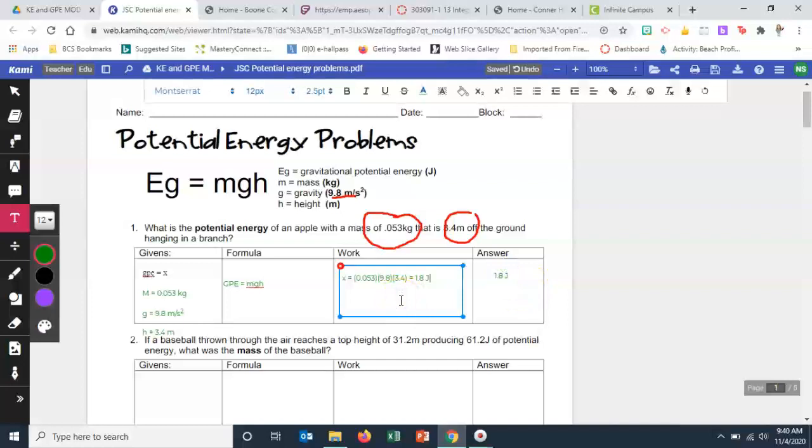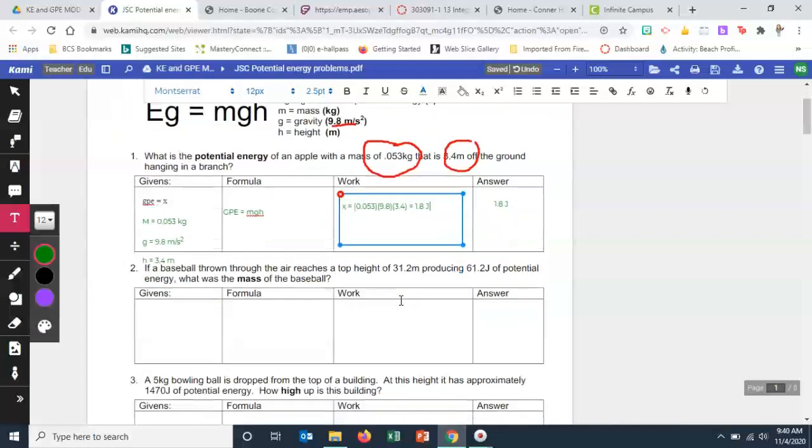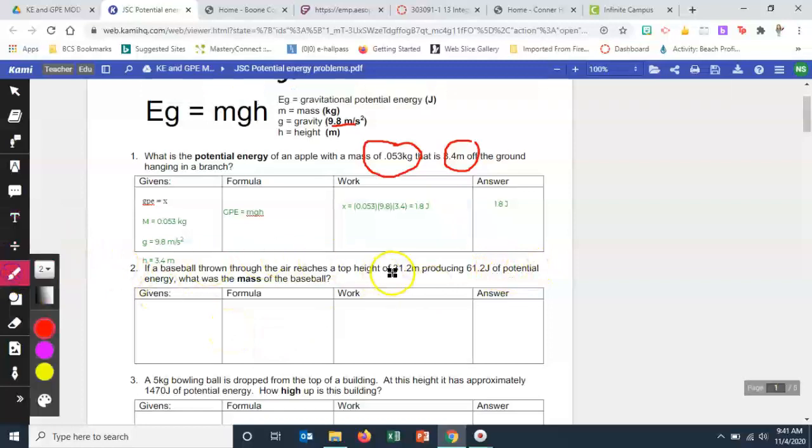So potential energy is kind of nice. It's just really multiplication. Let's take a look at one that would be a manipulation, that might be just a little bit different from what we're used to working with. I can see it in question number 2. It says, if a baseball thrown through the air reaches a top height of 31.2 meters, producing 61.2 joules of potential energy, what is the mass of the baseball? We've got 31.2 for our height, we've got our joules, and we don't know the mass. That's what they want us to find.